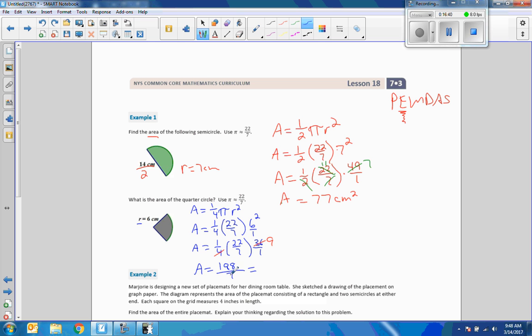And does that go evenly? 7 times 2 is 14, 7 times 8 is 56. And so that's an approximation. So let's just leave it 198/7. I don't want a decimal approximation. It doesn't go evenly. So my answer is 198/7. My measurement is centimeters, so it's still centimeters, but since it's area, it's squared.